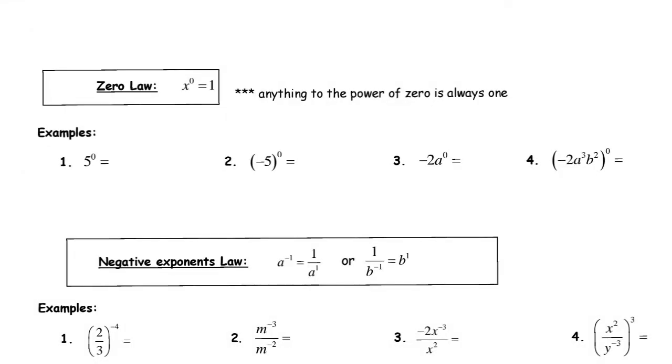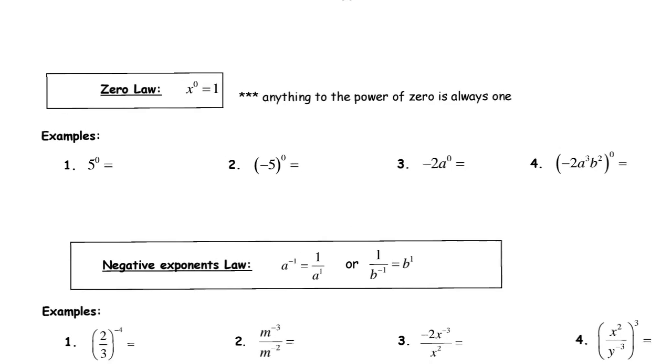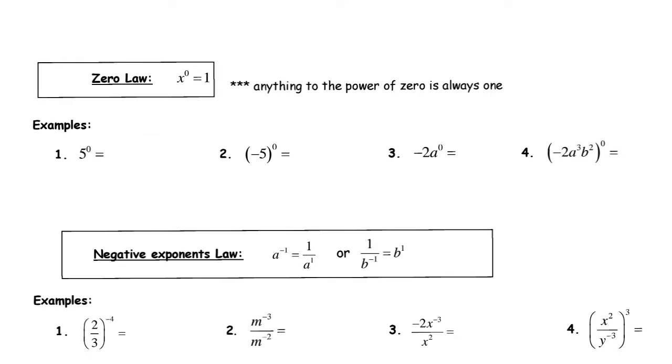Now we're going to take a look at the zero law. Basically, the zero law says anything to the power of 0 is going to be equal to 1. Now, a little caveat to that. 0 to the 0 is typically for us going to be undefined.